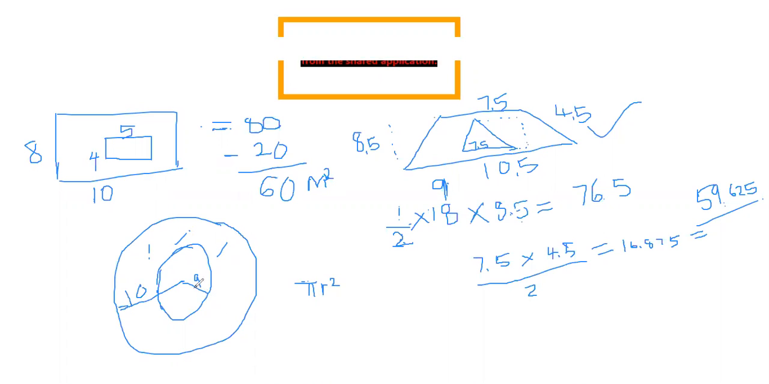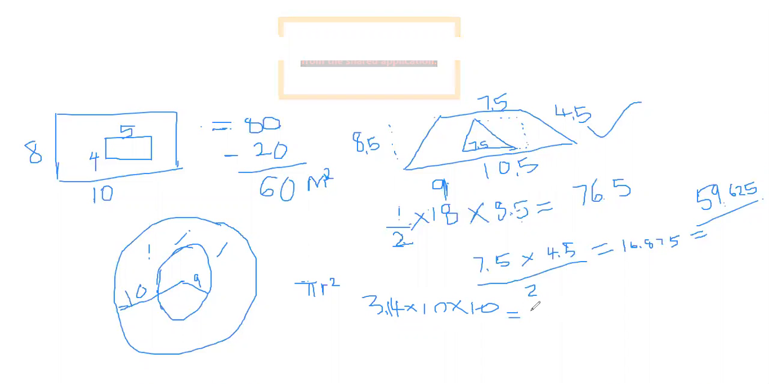Okay, so first one, let's check pi. We use 3.14. Then multiplied by 10 times 10. What do we get? 10 times 10 is 100. If you multiply 100 by 3.14, we get 314. Some of these things you don't need to spend a lot of time working them out. So it's 314 square meters.